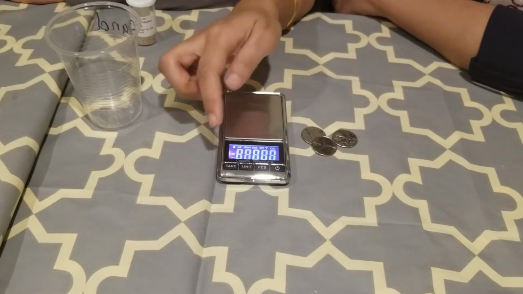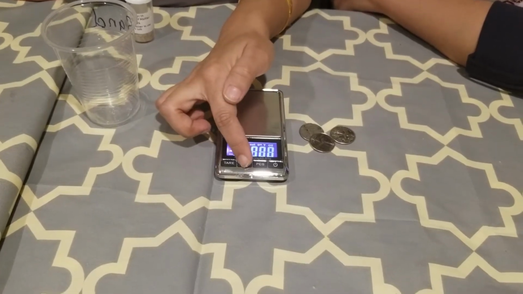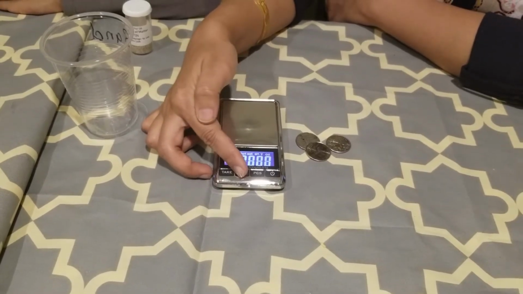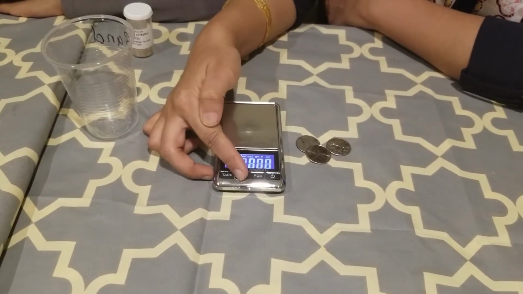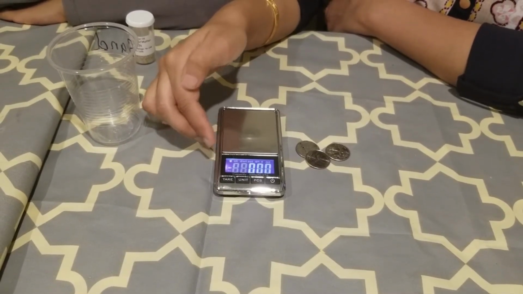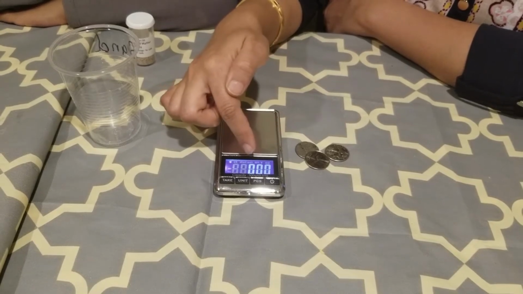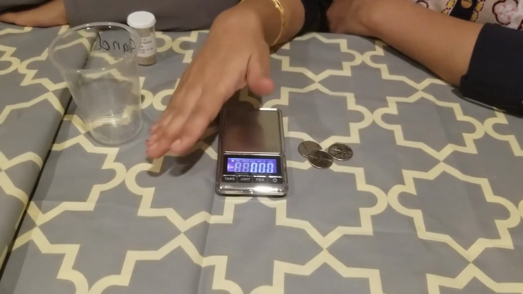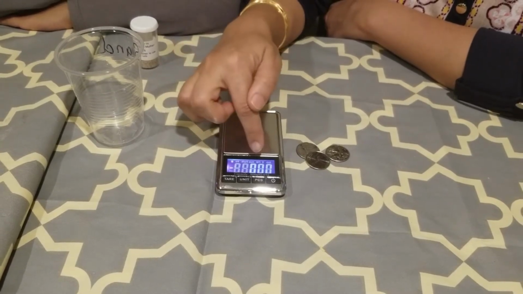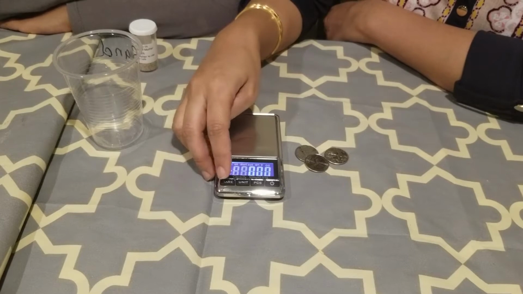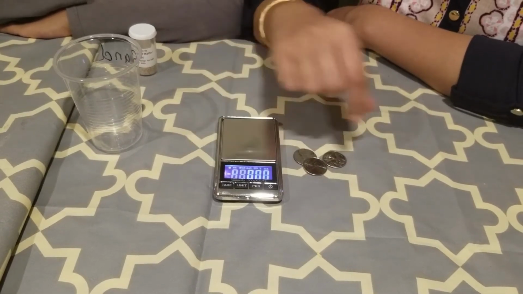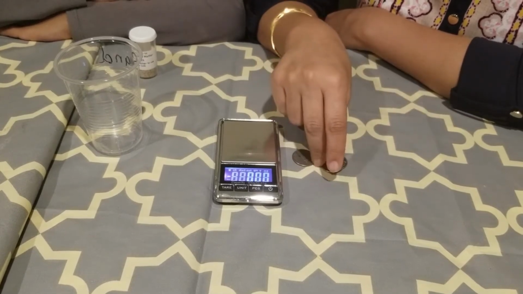If you don't see this g, then you press this unit button and scroll through all units until you see g on the screen. Okay, so I have g here. What you need to make sure is that there's g and the reading is 0.00, just to make sure that it is at 0. And if you don't see this 0.00, and it is some other number, then you press tare. This tare will reset, and the reading will be 0.00.